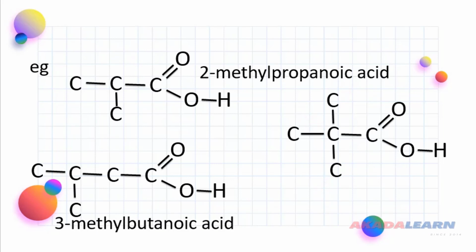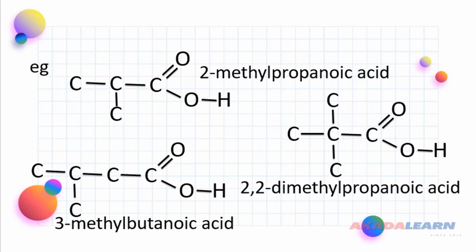So if we are going to call the name of this compound, it will be 2,2-dimethyl propanoic acid. 2,2 because there are 2 methyl groups attached to carbon 2. So on carbon 2 there's a methyl group, on the same carbon 2 there's another methyl group. So we say 2,2-dimethyl because it's now 2 methyl groups. Propanoic because there are 3 carbon atoms in the longest continuous carbon chain.